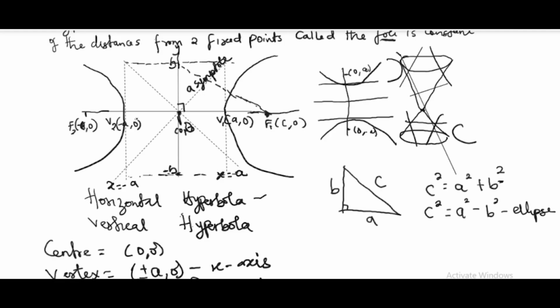Asymptote is going to be this line. Since this hyperbola is on the x-axis, I will have y equal to b over a x. All right? If the hyperbola were on the y-axis, it would have been x equal to what? B over a y. Are we together?